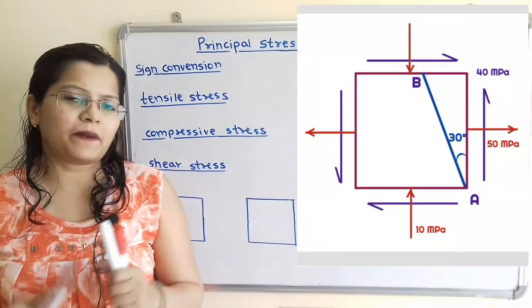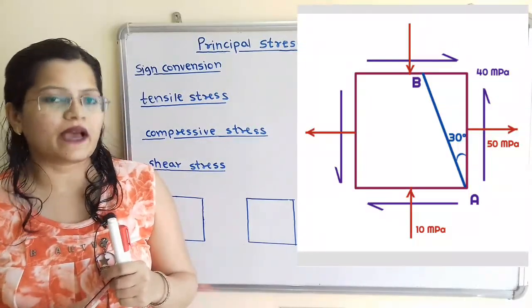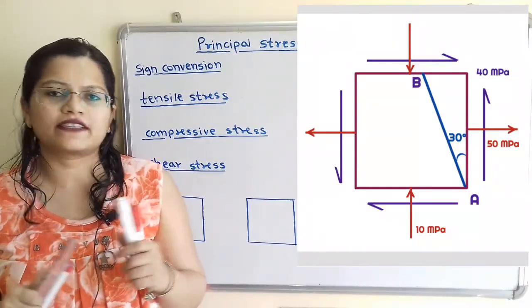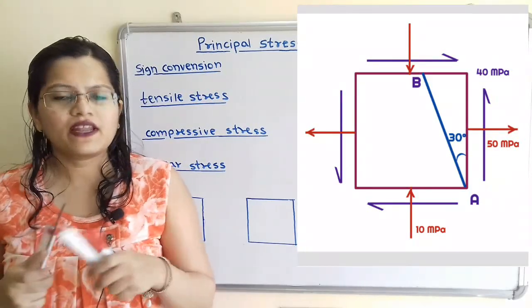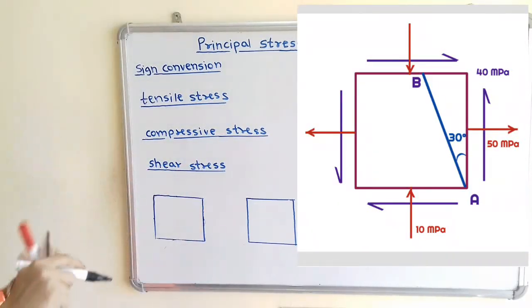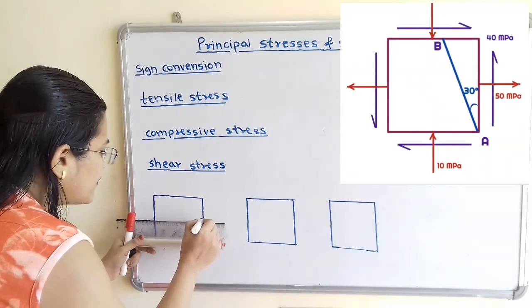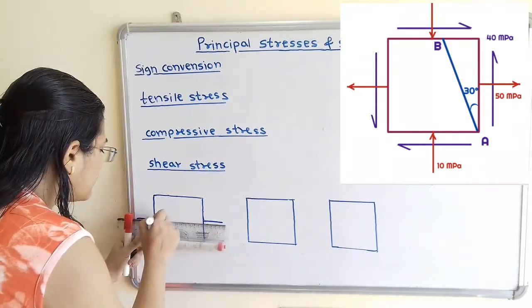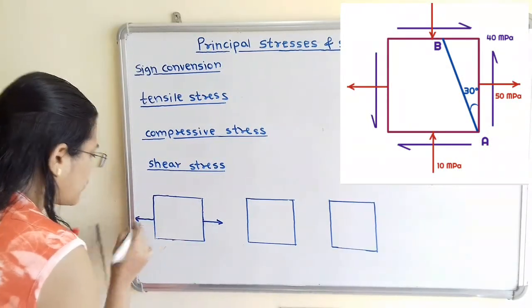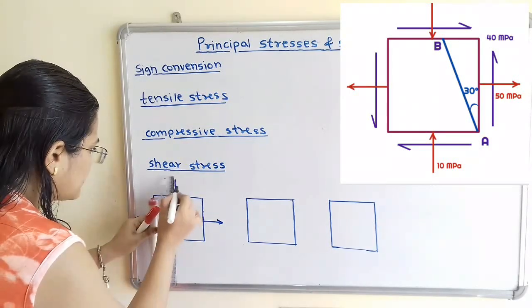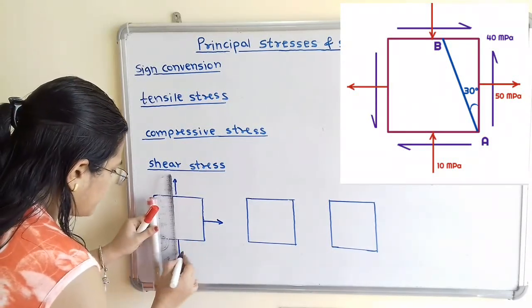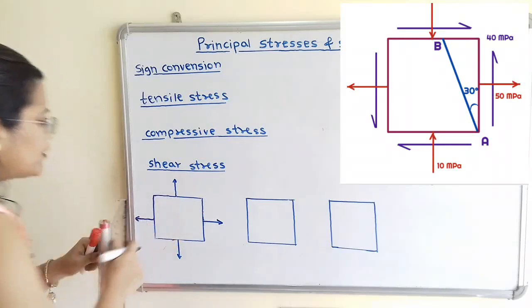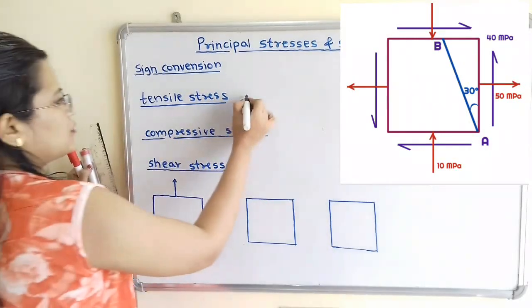To find out the parameters for the given diagram, let us first understand the sign convention. We will understand the sign convention for the tensile stress. So we will show the stress with the arrow in the outward direction from the body, and we will show the stress with positive sign.